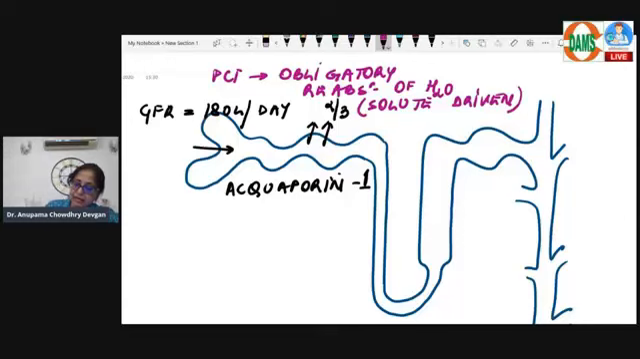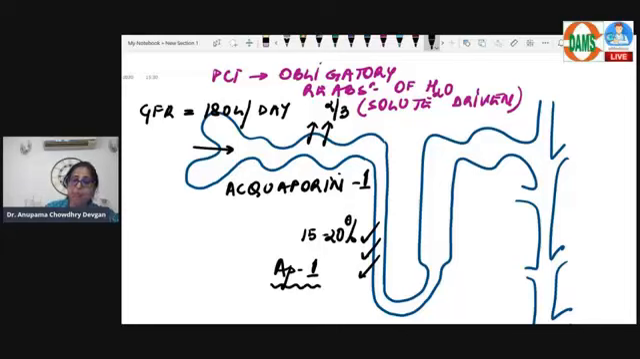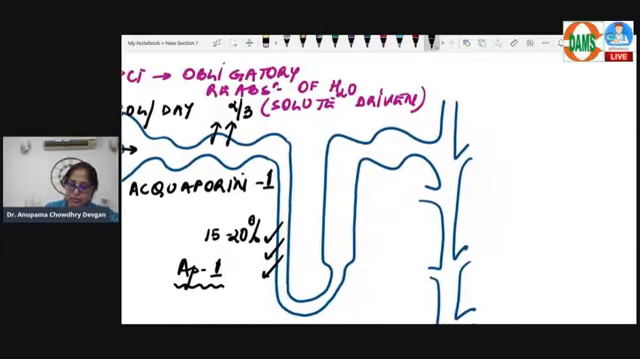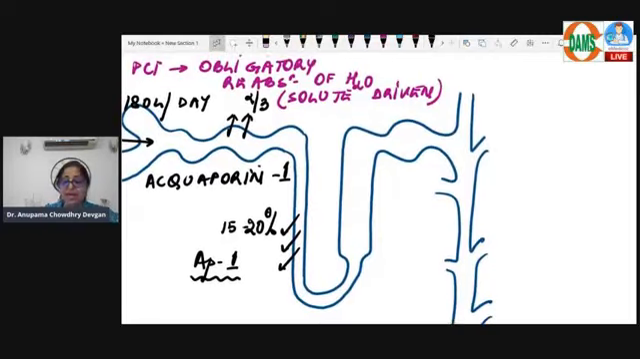In the descending thin segment, about 15 to 20% of water reabsorption takes place, this is also with the help of aquaporin 1. Then you have the collecting duct. The collecting duct will account for about 13 to 15% of water reabsorption.